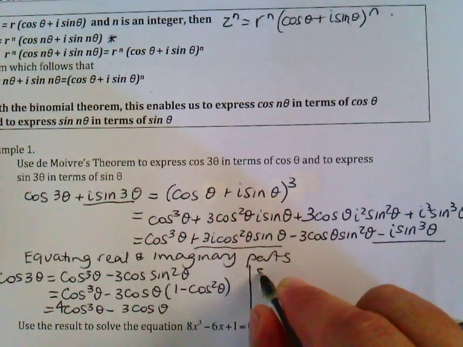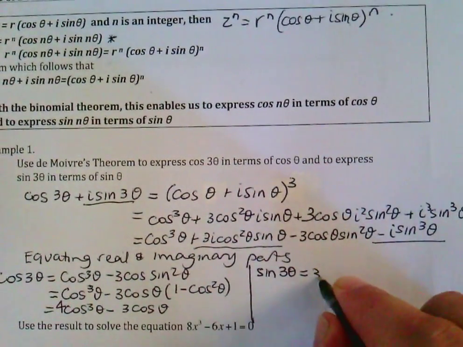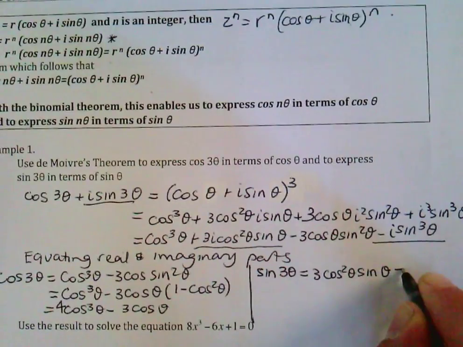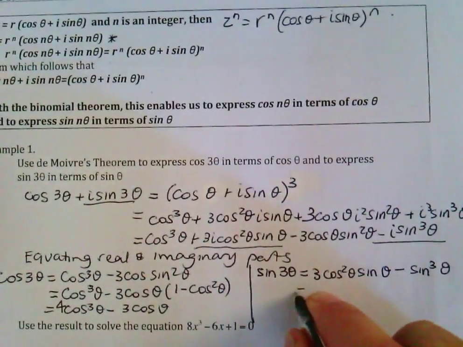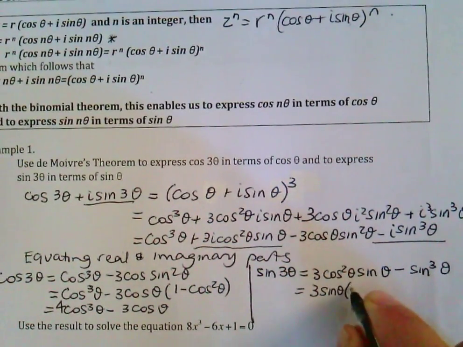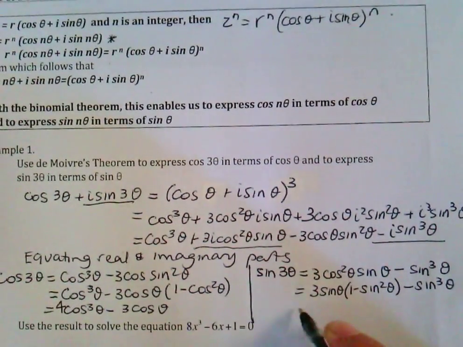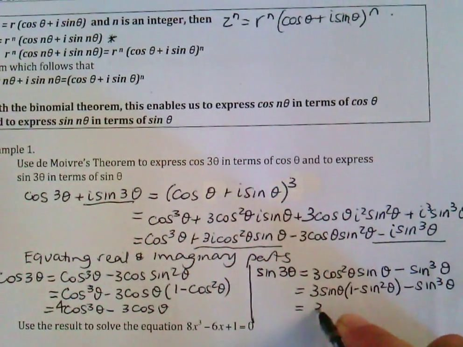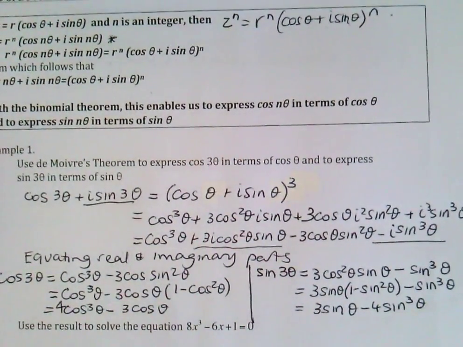Now, equating the imaginary parts, sine 3 theta is, you don't have to put the i's in, of course, 3 cos squared theta sine theta minus sine cubed theta. I don't have to do anything with the sine cubed theta, just replacing cos squared theta with 1 minus sine squared. But I'll bring that sine theta to the front. So it's 3 sine theta, 1 minus sine squared theta, minus sine cubed theta, which is 3 sine theta minus 3 sine cubed theta minus sine cubed theta. That would be 3 sine theta minus 4 sine cubed theta. So that's just part A.